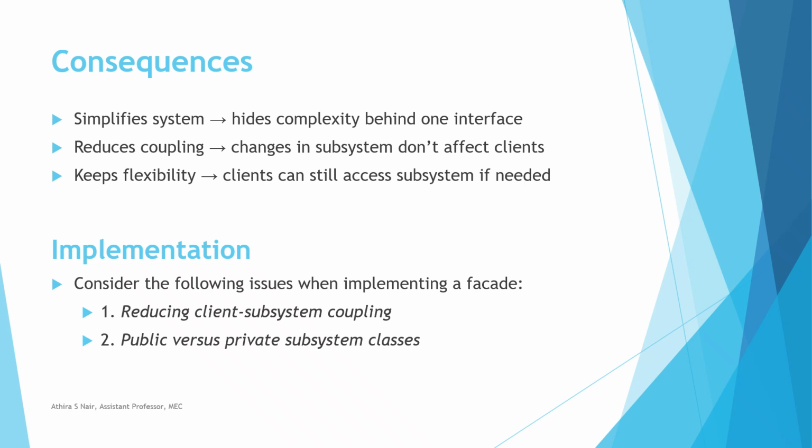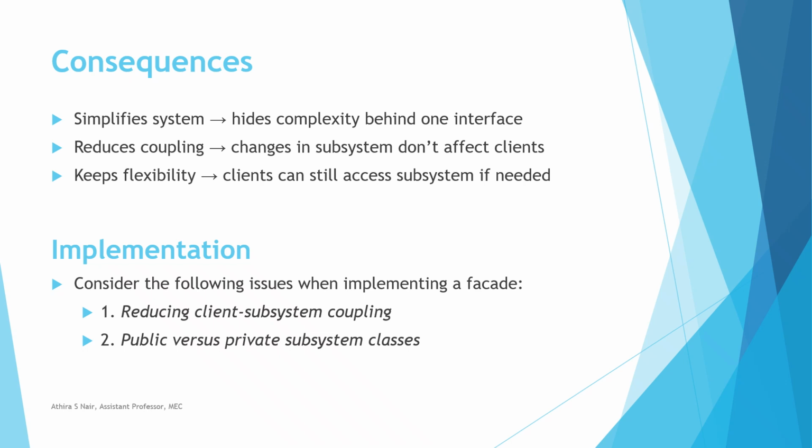So the consequences: the facade pattern offers these benefits, like it shields clients from subsystem components, reducing the number of objects that clients deal with and making the subsystem easier to use. And it promotes weak coupling between the subsystem and its clients. And it does not prevent applications from using subsystem classes if they need to. Thus, you can choose between ease of use and generality, and it also keeps flexibility. And we have to consider these issues when implementing a facade.